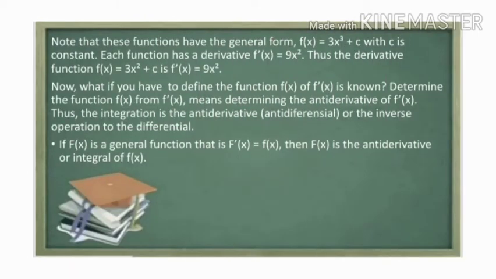Note that these functions have the general form f(x) equals 3x^3 plus c, with c a constant. Each function has the derivative f'(x) equals 9x^2. Thus, the derivative of the function f(x) equals 3x^3 plus c is f'(x) equals 9x^2.